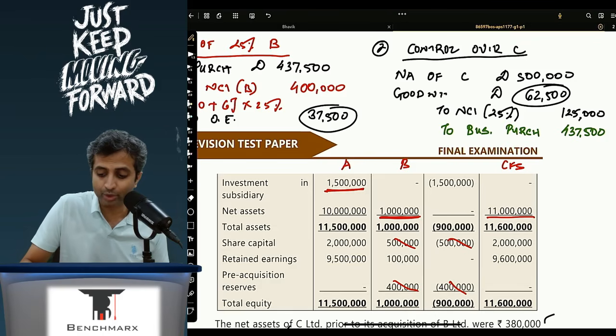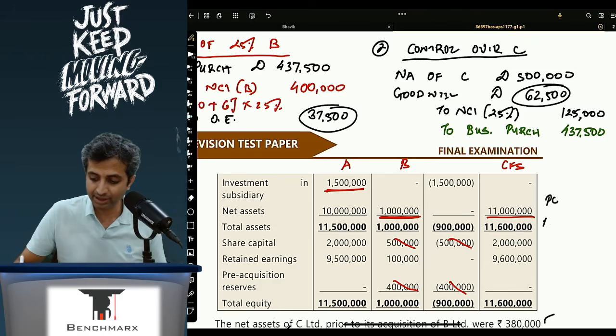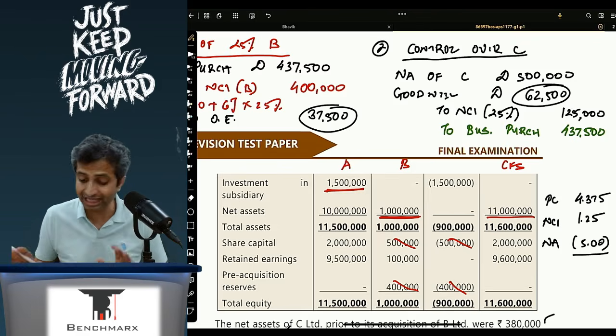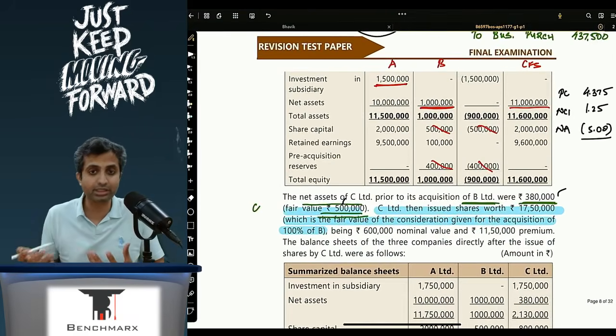One of the ways in which goodwill is calculated is PC plus NCI minus net assets. PC over here is 4,37,500. NCI is 1,25,000 and net assets taken over are 5 lakhs. Which means if I do this, you are going to get 62,500 and that's it. The question ends. Now when you see this entire question, it appears to be monstrous.